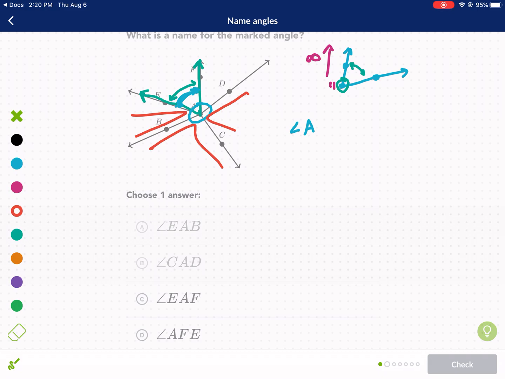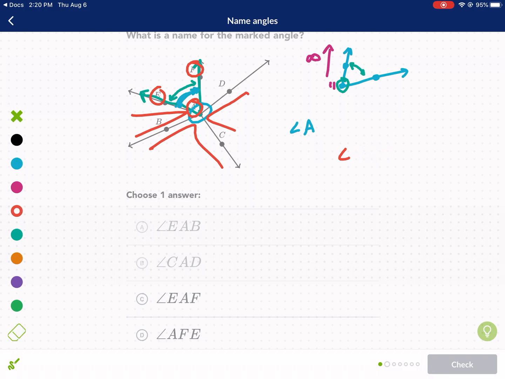So what we need to do is use three letters. Well, we have three: E, A, and F. And it has to be listed in a specific order. You can't say, oh, I'm just going to put down whatever letters I want, A, E, F. No, it has to be in order. The vertex always needs to be the middle letter.